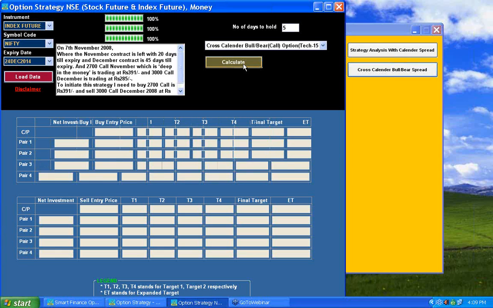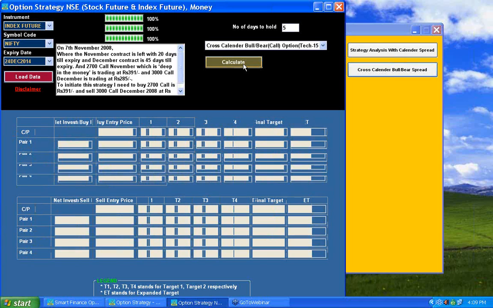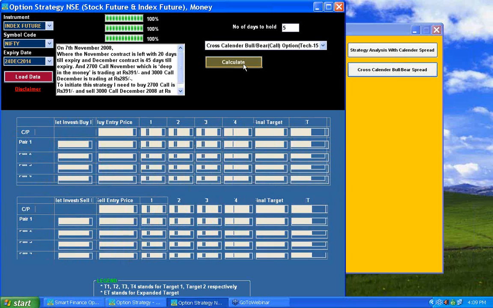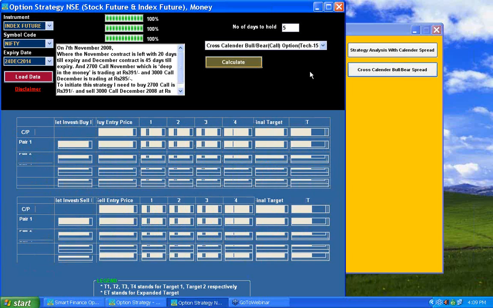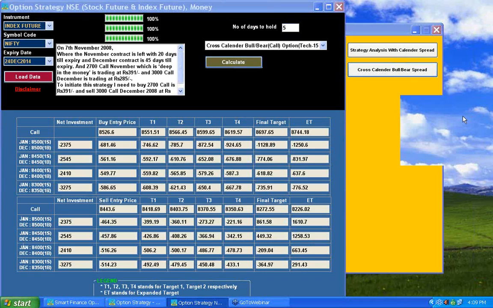So I'll just hit here. You will get this particular analysis for the cross calendar bull and bear spread. For every pair, what are the actions you need to initiate? Like which one you have to buy, how many lots you have to buy, and which one you have to sell, how many lots you have to sell. So that also is being given here. So this process itself will tell you this is the trade you are initiating.